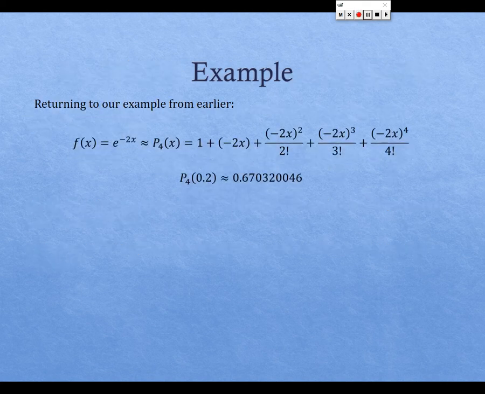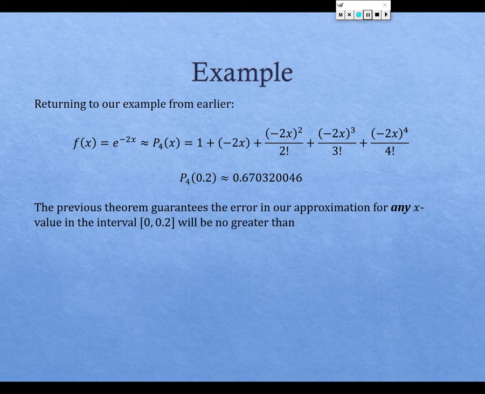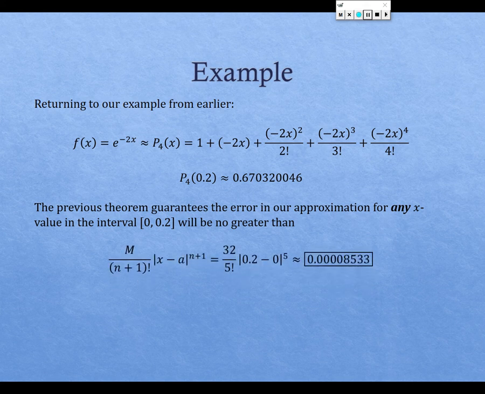So here's the polynomial from earlier. If you remember us doing this, and that's the answer I wrote down on the board from my calculator. You did the same. So I just want to recall that that's true. So in the previous theorem, let's see if we can apply this to the situation we're in. The previous theorem guarantees that our error on the interval 0 to 0.2, say, which I think is an interval of interest to us, will be no greater than the thing we just saw in the last slide. That is M over n plus 1 factorial times x minus a to the n plus 1.